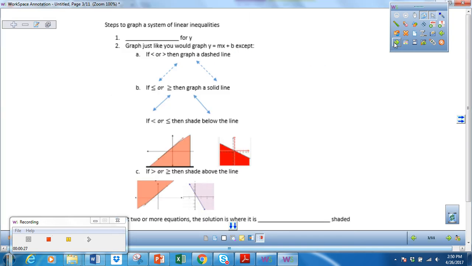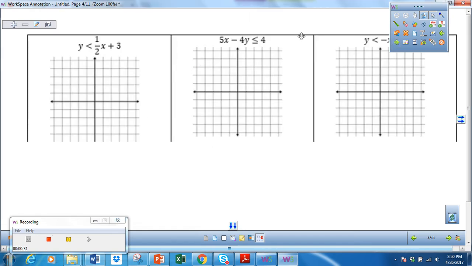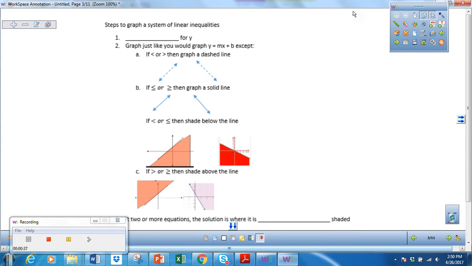So our first step in doing this is going to be to solve for y. Just like we had the slope-intercept form in the previous section, we're going to have to put these in slope-intercept form as well. So our first step is going to be to solve for y. Basically, we want to put it in y equals mx plus b. Okay? We want to get it in that form, and then we're going to graph it just like we did when we solved a system of equations by graphing. We start with the y-intercept, and then we use the slope to graph the next point.